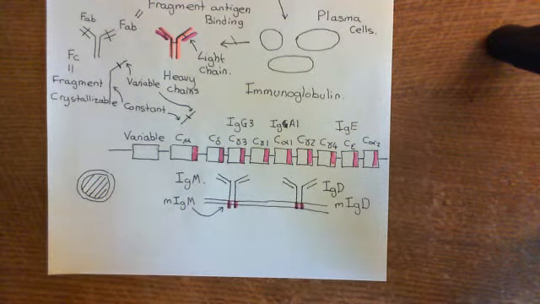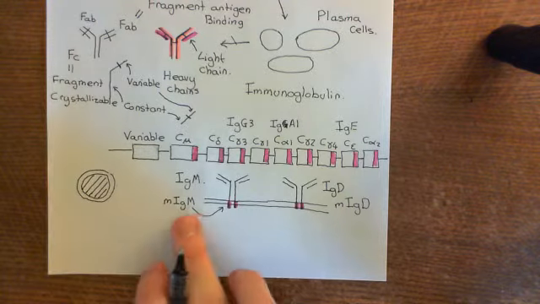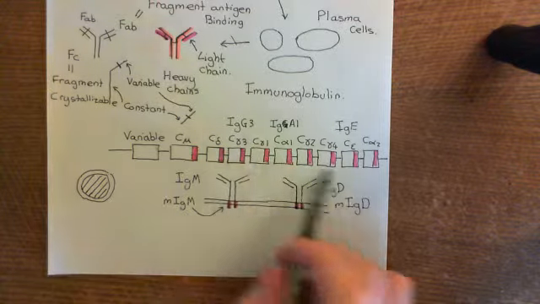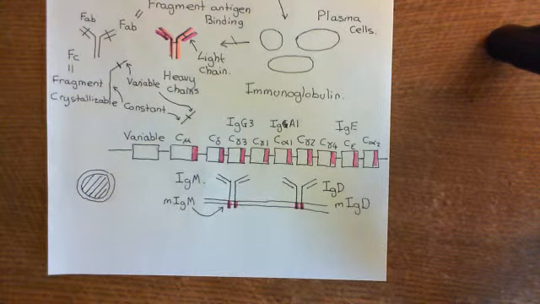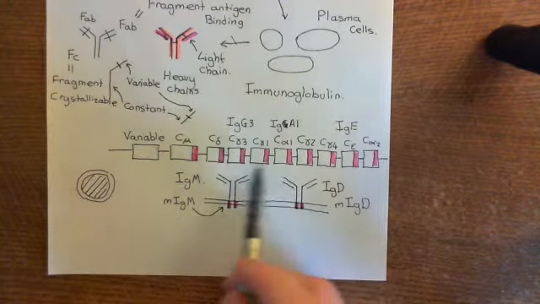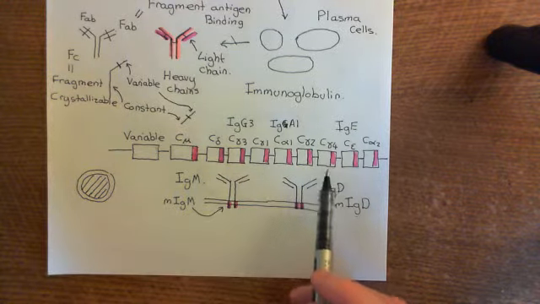Okay, so naive B cells only express IgM and IgD. They never get to using these later ones down here. Okay, so what can happen, however, is that later on in the germinal center you can get a process known as class switching. Okay, so in these germinal center B cells, what can happen is that they can cut out portions of this gene, basically.